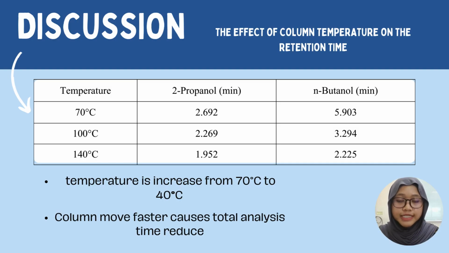As the column temperature increases, the retention times for both compounds decrease significantly. At 70 degrees Celsius, the last peak, N-butanol, eluted at 5.903 minutes. At 100 degrees, the last peak eluted at 3.294 minutes, and lastly, at 140 degrees, the last peak eluted at 2.225 minutes. As the temperature increases, the vapor pressure of the analyte causes them to move through the column faster, which will reduce the total analysis time.